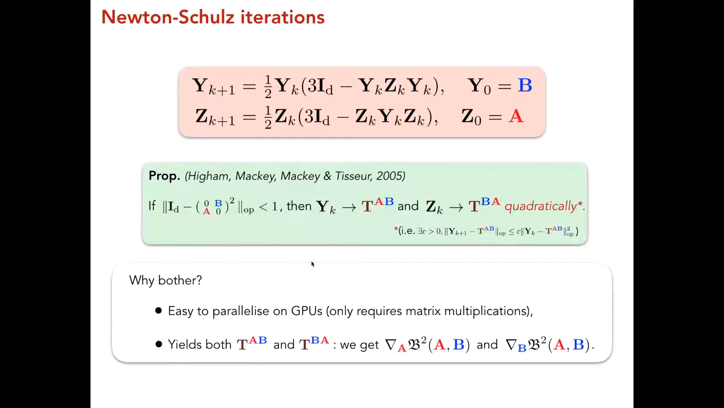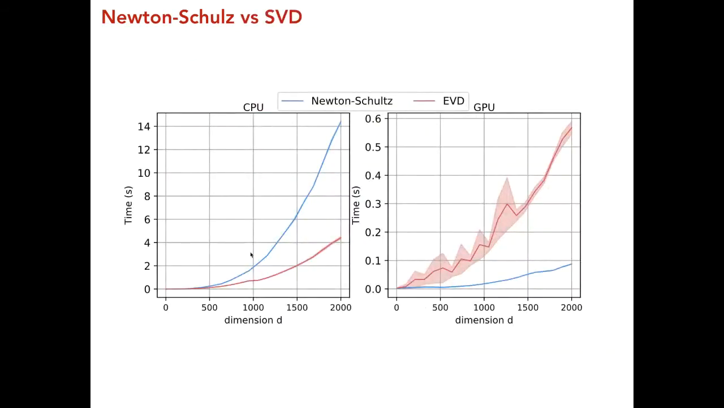So we have a method to compute the distance and the gradients. So let's compare this to singular value decomposition. If we're running it on CPUs, what we see is that for low dimensions, it doesn't make such a big difference to use Newton-Schulz or singular value decomposition, but as the dimension increases, the cost of Newton-Schulz blows up way faster than singular value decomposition.